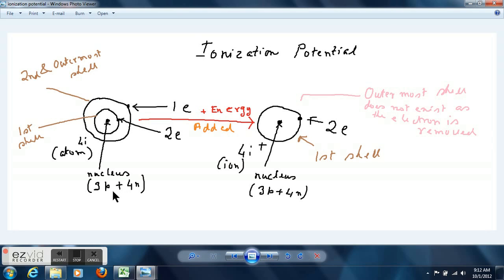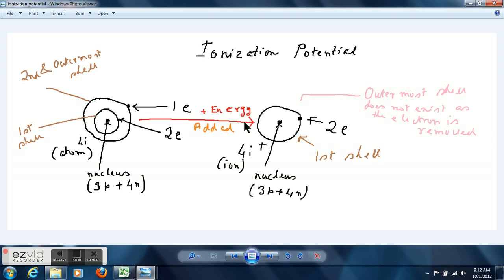Let us take the case of lithium. Now lithium is having 3 protons and 4 neutrons, and it is having 2 shells. The innermost shell has 2 electrons, outermost shell has 1 electron. So the energy needed to remove 1 electron from the outermost shell to form a lithium ion, positive ion, is the ionization potential of lithium.